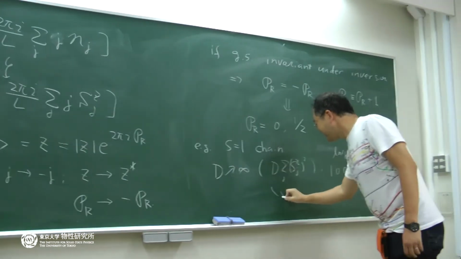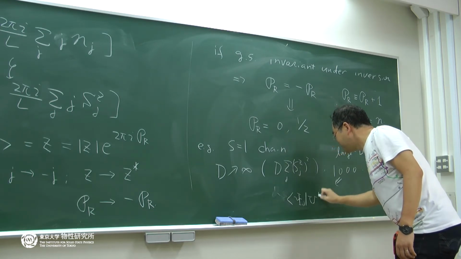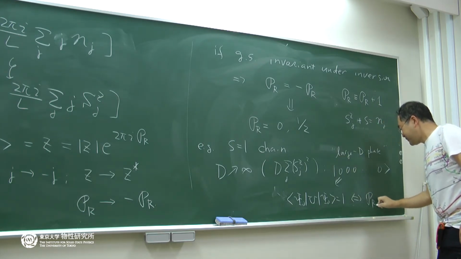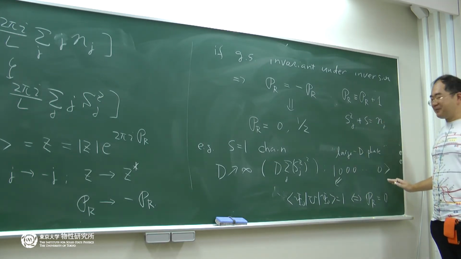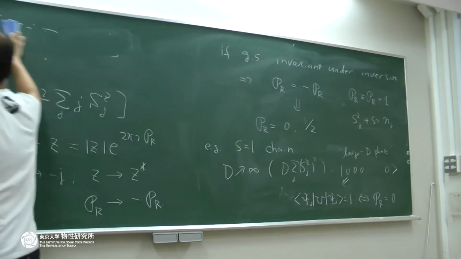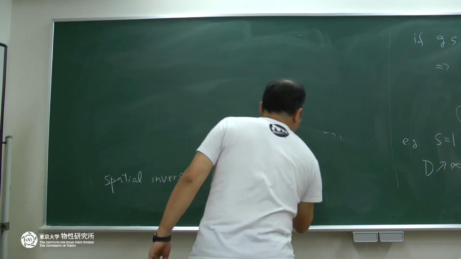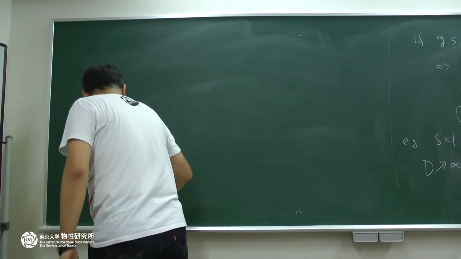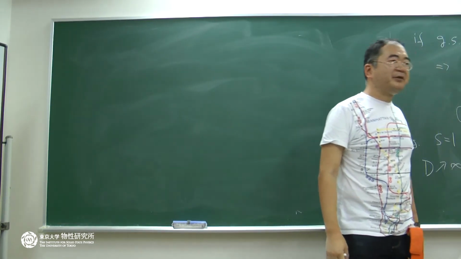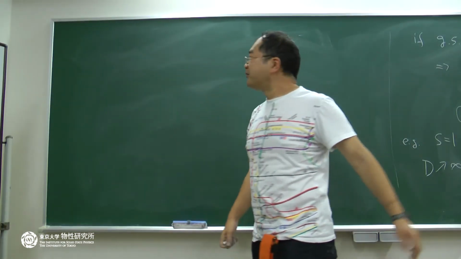So in this case, the expectation value of U is just 1, which means that this PR is 0. So this is an example of a trivial phase which has PR equals 0. But Nakamura-san and Todo-san pointed out that actually there exists a non-trivial phase which has PR equals 1/2.